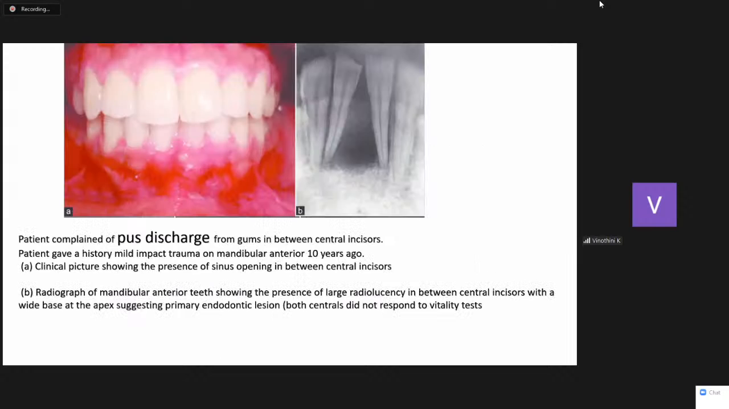So here you can see the base is wide. If the base is wide at the apical region, it is a primary endo. If it is wide at the crestal region, that will be a primary perio. So this is going to be primary endo.